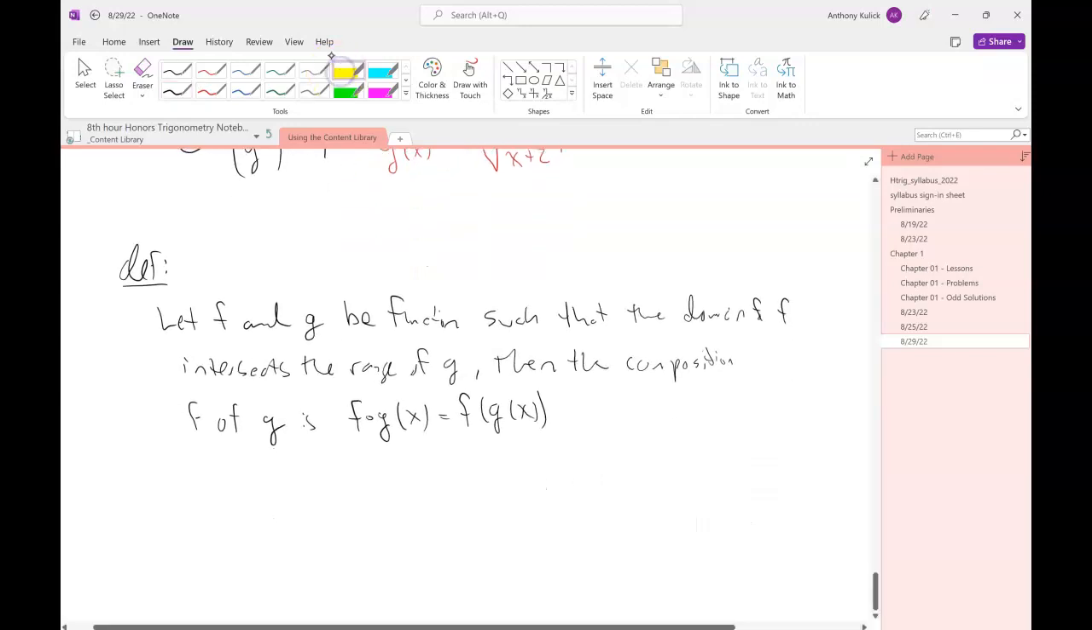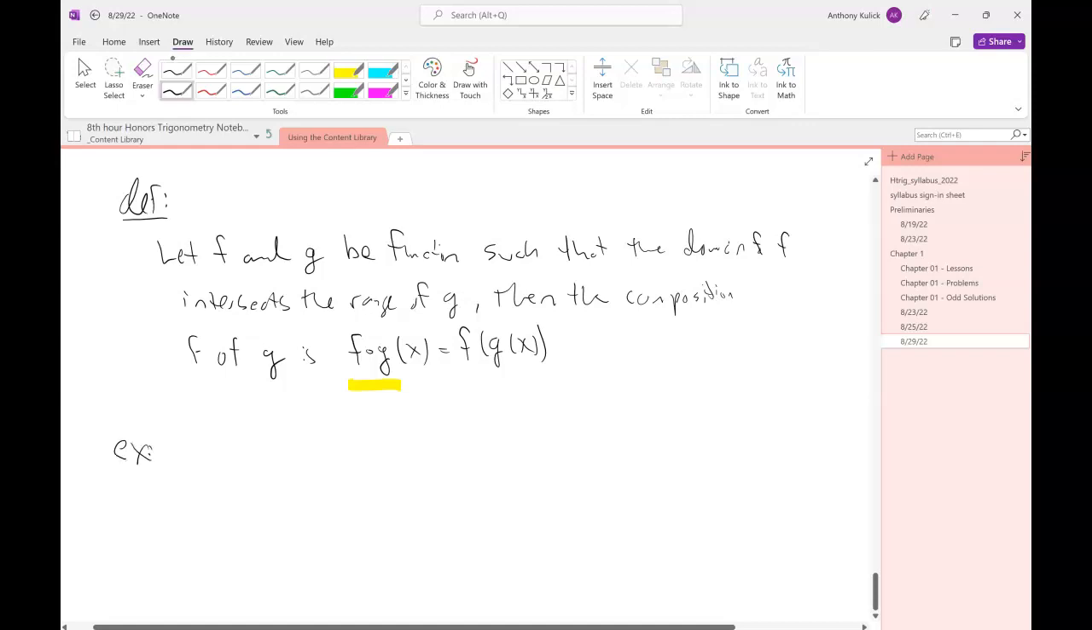Okay. Pet peeve for Mr. Kulik time. How do you read this? F of g. It is not fog. I don't want to hear anybody saying fog of x. All right? I know it's tempting. There's no fog in this class. Everybody's good? It's just my pet peeve. It's not wrong. Well, I mean, it is wrong, but it just drives Mr. Kulik up the wall. And I'm happy on the ground, you know? Let's not go up the wall.